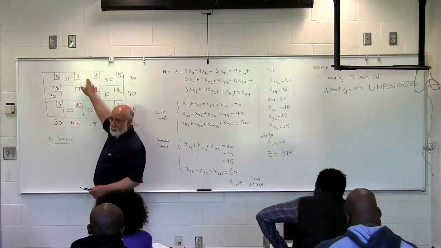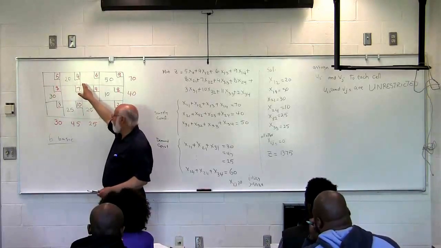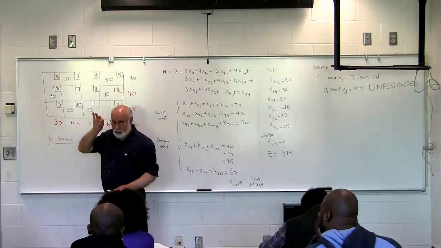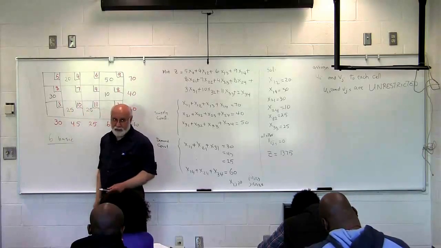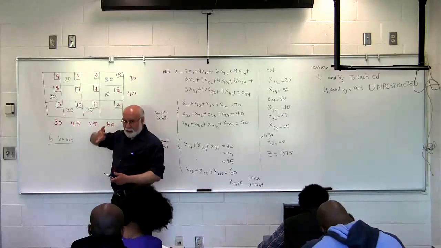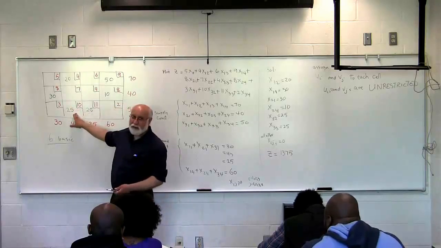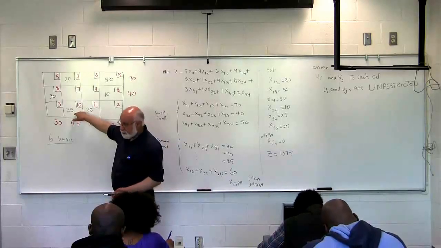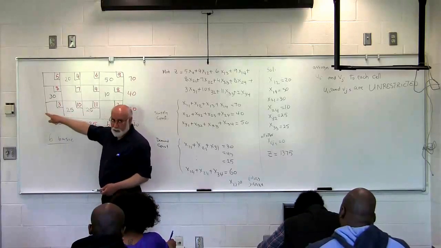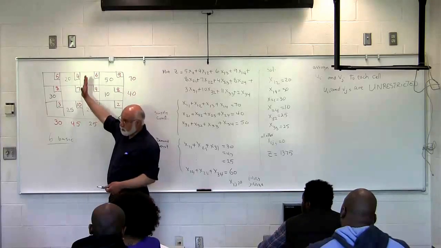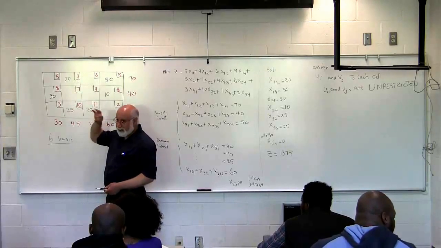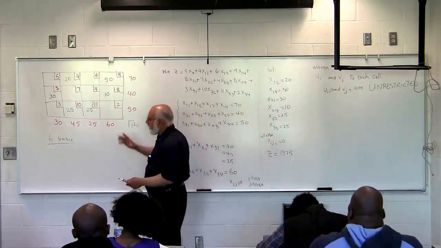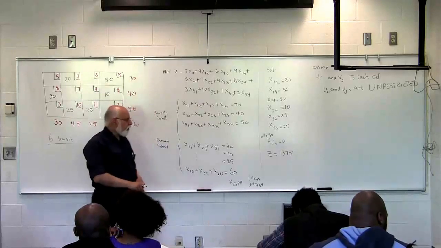The assignment in here is U1 and V3. So whatever that cell is, UI and VJ will be associated with those. UIs with the rows, VJs with the columns. So for this one, we will have U3 and V2. So every cell has its own associated UI and VJ, and they are coming from this tableau.